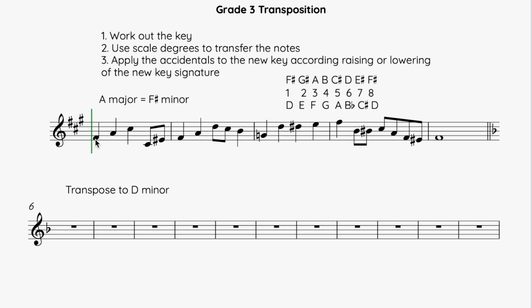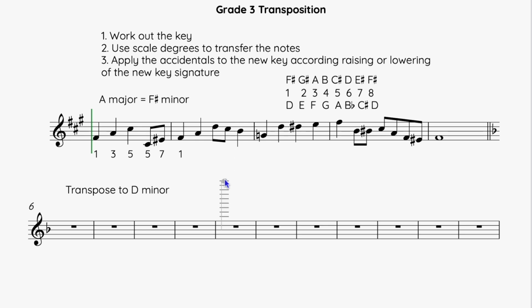So F sharp is 1, right? According to our list here, F sharp is 1, A is 3, C sharp is 5, E sharp is 7, and then 1, etc. Right? So as you go along and create the scale degrees, then when you go to transfer the notes, you'll just be careful, right?